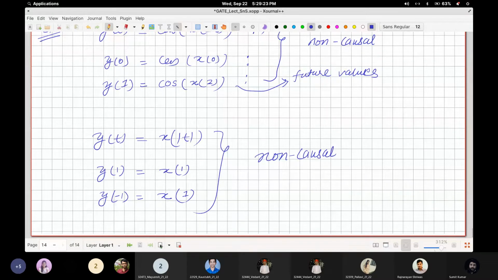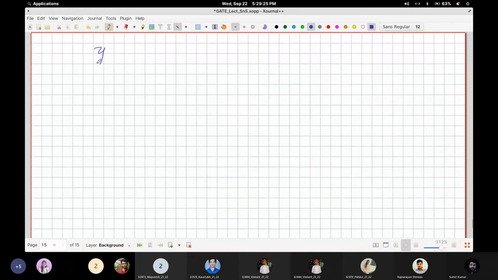Okay, let's see another example, an example of a causal system. Let's say you have x of t minus 3. Tell me whether this is going to be causal or not. Yes sir, causal. No matter what value of t you take, t minus 3 is always going to be less than t, isn't it? So this is going to be causal always.